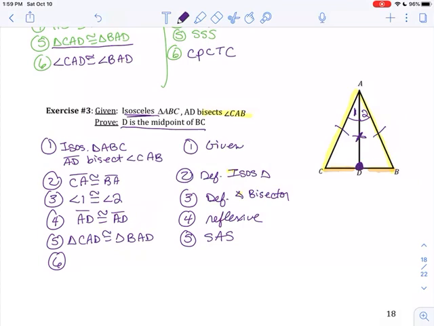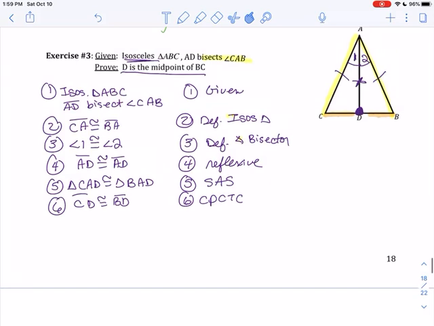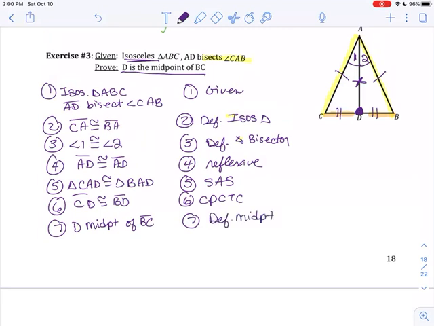Once the triangles are congruent, the rest of the corresponding sides are congruent. So let's say that those two sides, CD is congruent to BD. Now, why are they congruent? By CPCTC. Once the triangles are congruent, the rest of the corresponding sides and angles are congruent. So now I've said that CD is congruent to BD. And if that's true, then that means that D really is the midpoint, and that's what I'm trying to prove. D is the midpoint of BC. Reason, definition, midpoint.